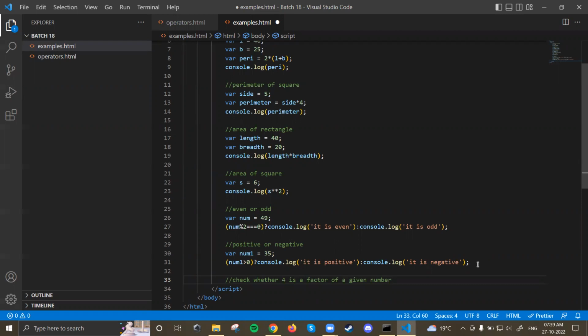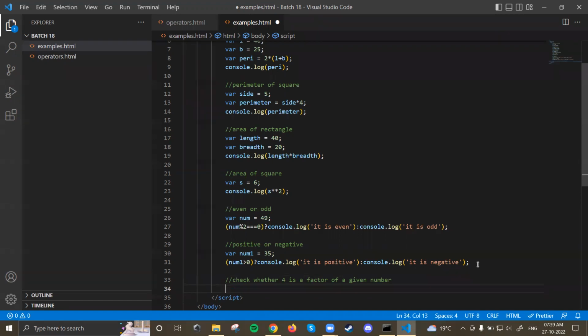Yes, sir. Understood. What is the meaning of factor? Whenever we can divide a number by that number, that is known as a factor. So 5 is a factor of 25, 5 is a factor of 30. 2 is a factor of 26, 36, and 24, but 2 is not a factor of 25 because we can't divide 25 by 2.